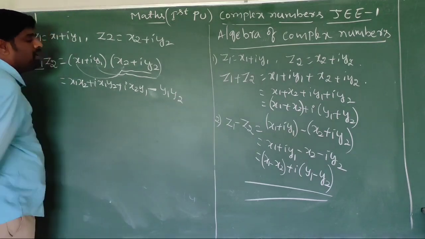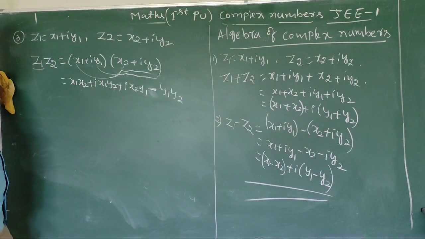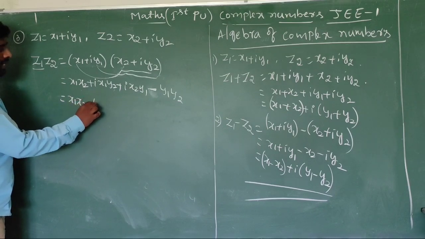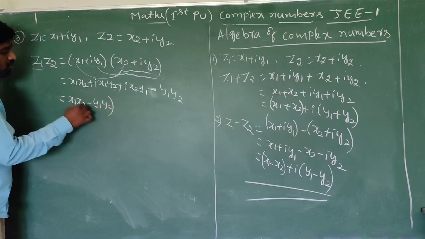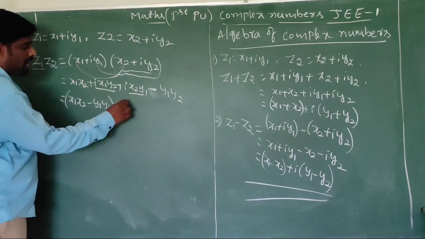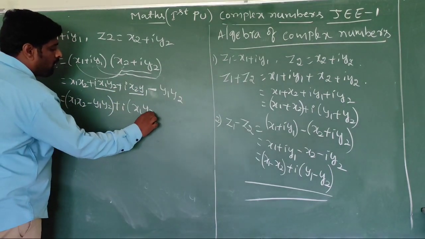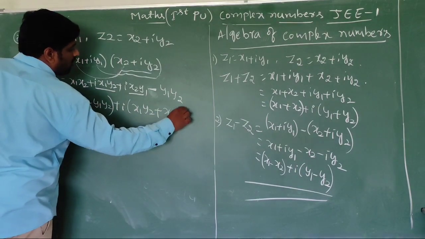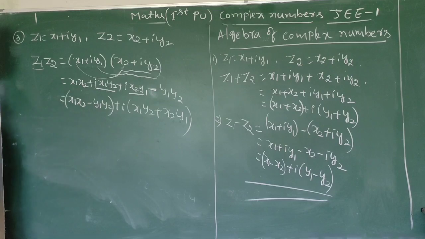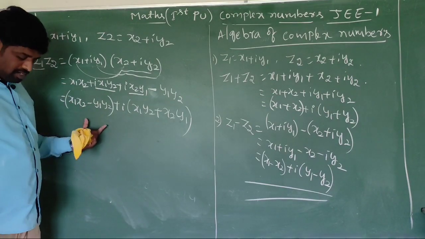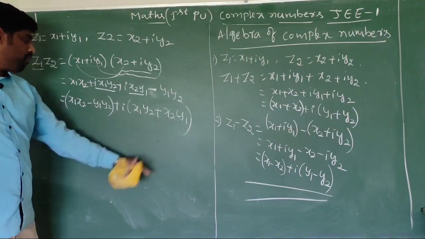Now separate the real part and imaginary part. So x1 x2 minus y1 y2, plus i common in these two terms: i times x1 y2 plus x2 y1. So this is the real part, and this is the imaginary part.